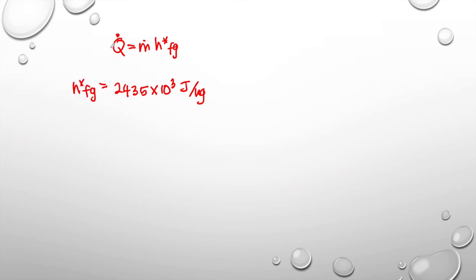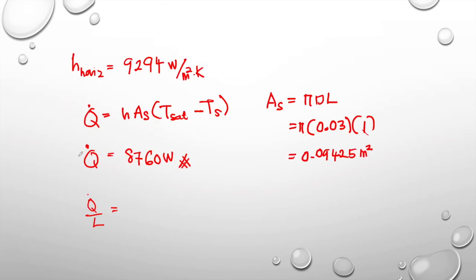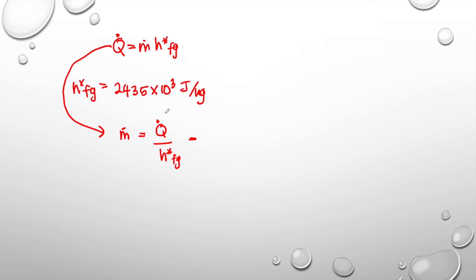After that, I will rearrange this equation to get the m dot. So the m dot is q dot over h star fg. You already know the q dot value. Substitute into this equation and divide with h fg here. So you will get the m dot is equivalent to 0.00360 kilogram per second. So you already solved the problem for the horizontal tubes.